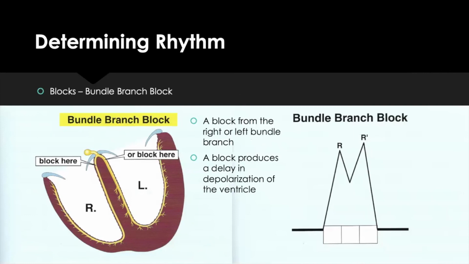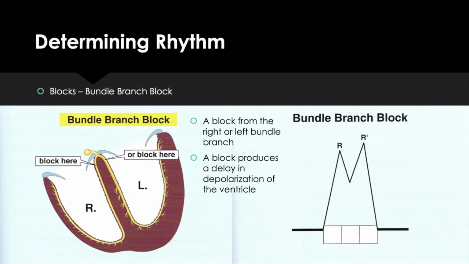Now we're going to get into blocks. So bundle branch blocks occur when either the right or the left bundle branch has been blocked. So there's a delay in depolarization of the ventricle. Let's say that the left ventricle is blocked. The right ventricle will contract, and then the left ventricle will contract after the right ventricle has already contracted. So over here, it'll cause 2 R waves within the QRS.